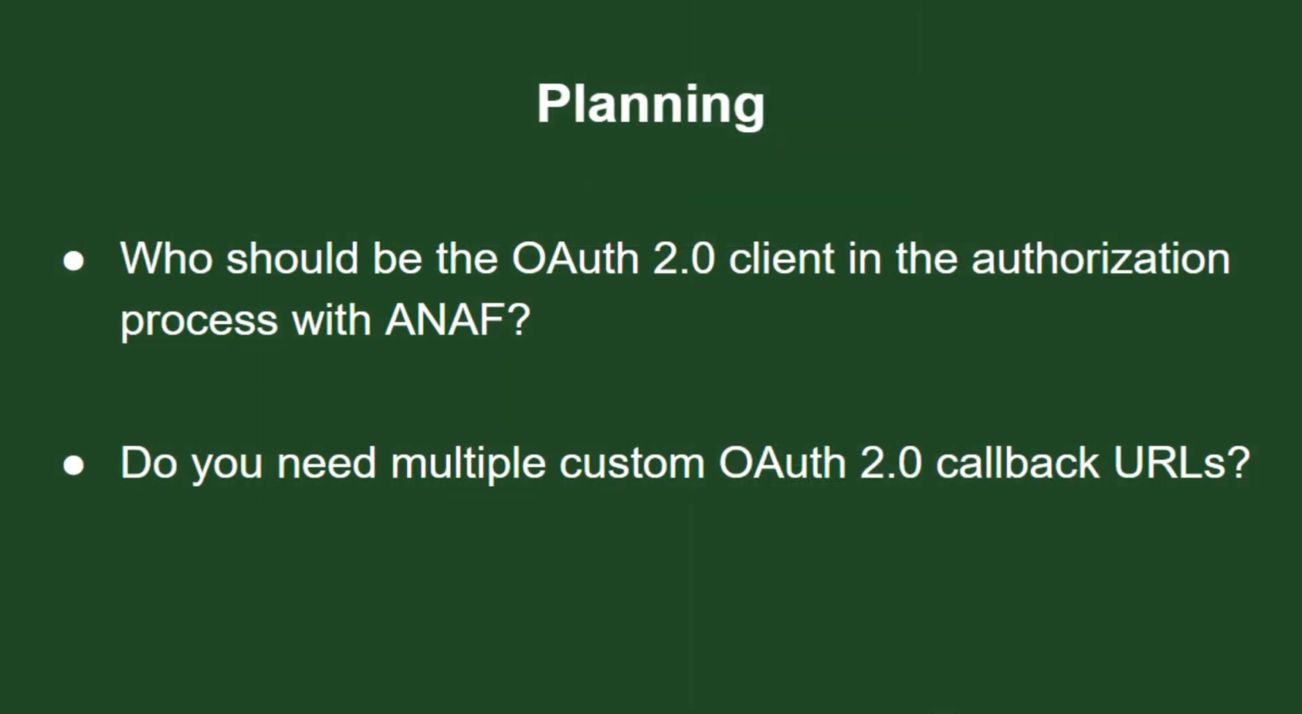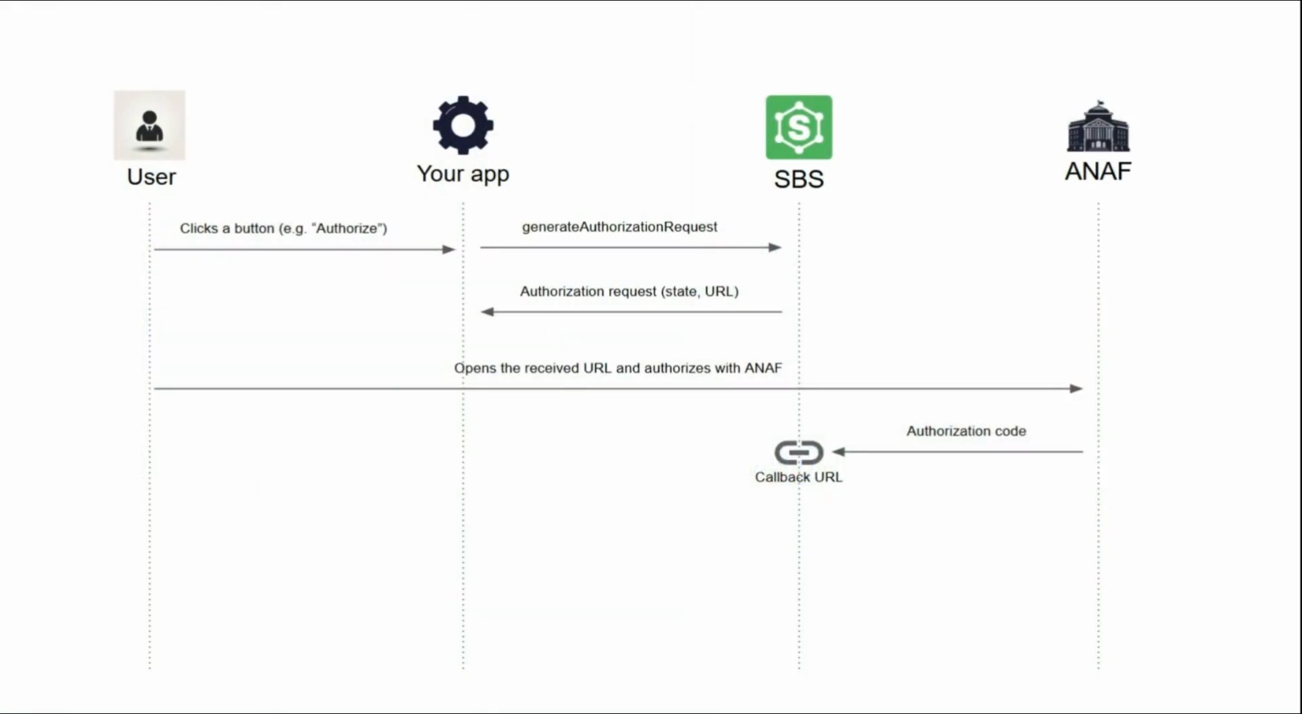Now let's establish the actual e-Factura needs for your application. From that perspective, there are several things to consider. Who should be the OAuth 2.0 client in the authorization process with ANAF? Is it your application or is it Socrate Business Services? If you choose the former, you will need to create a developer account on ANAF website and set up your custom ANAF OAuth 2.0 secrets.